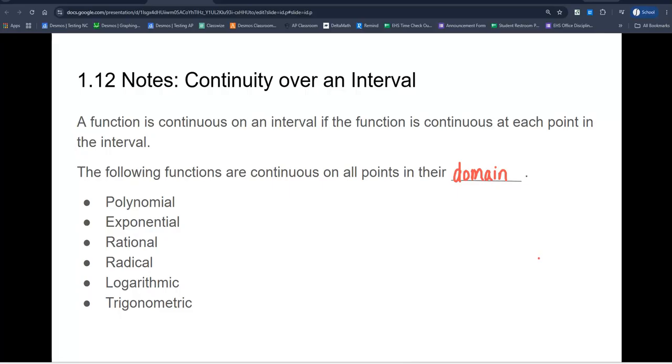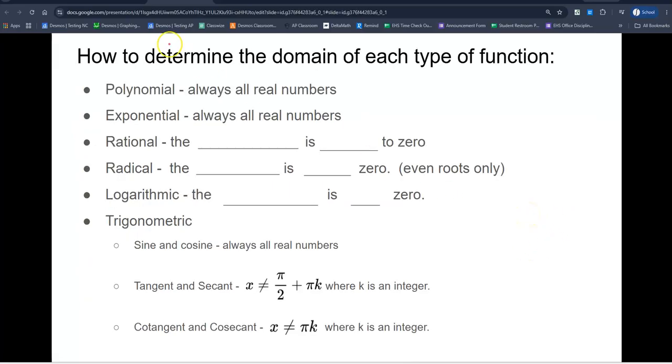So if I see something like a quadratic, it is a polynomial. It's just all real numbers as your domain. So a quadratic is continuous. It can be common knowledge that if you have a quadratic, that is a continuous function. So you don't have to prove it. It is a fact. So if you have a polynomial, it's always all real numbers.